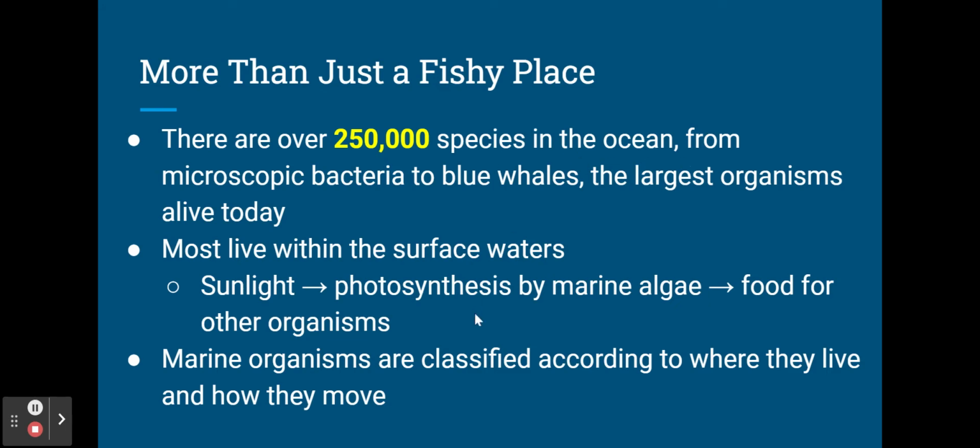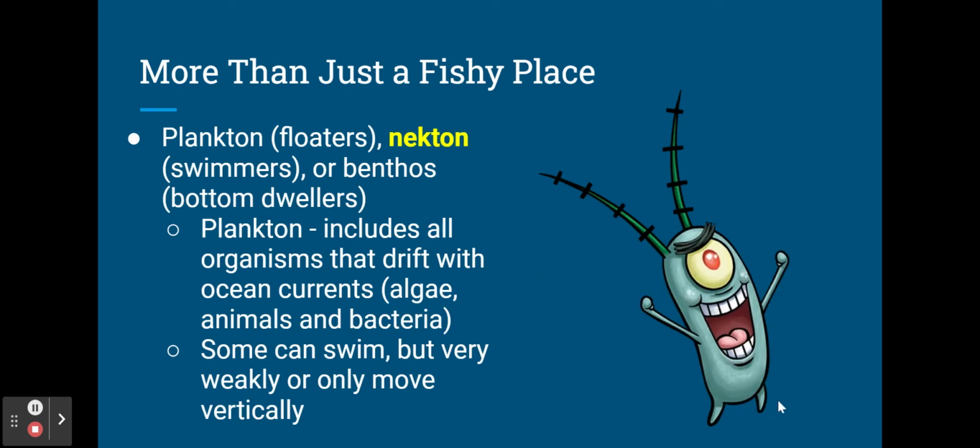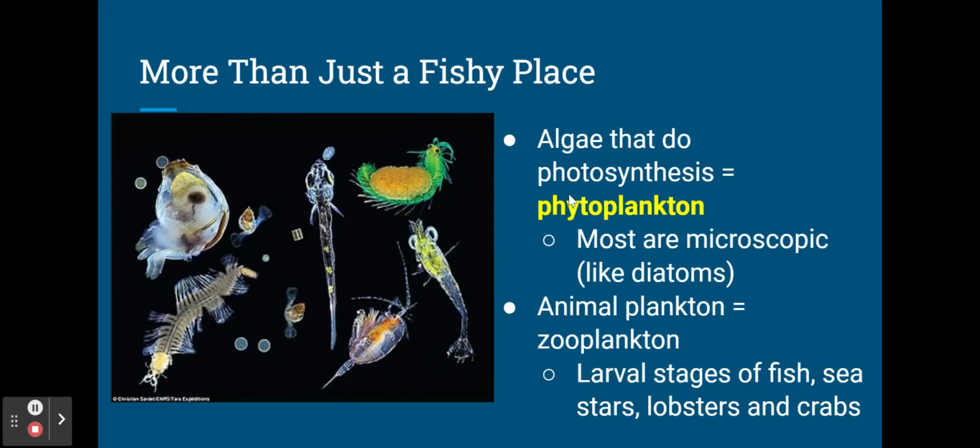Now, marine organisms are classified according to where they live and how they move. Plankton are essentially floaters. They're little organisms that drift along with ocean currents. Generally, these are algae, some animals, and bacteria. Some can swim very weakly, only moving vertically. They're very basic. Nekton are swimmers, from a Greek word meaning to swim, aka fish, and then benthos are the bottom dwellers, and we'll look at those in a sec.